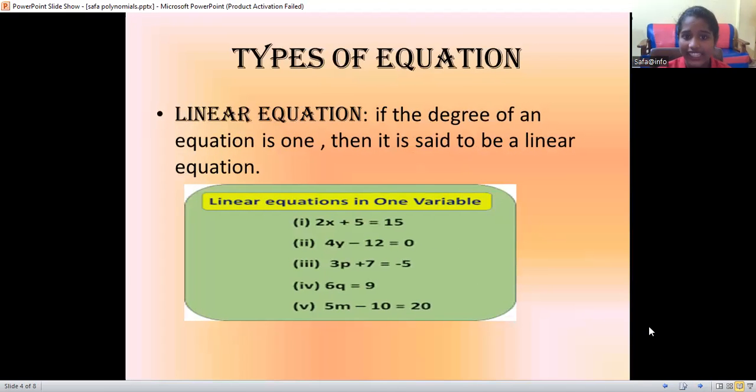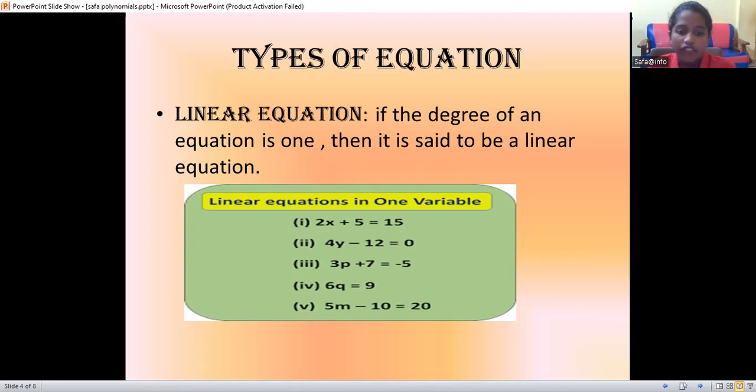Types of equation. Linear equation. In the name linear, one. We discussed in our previous class about linear polynomial. If the degree of a polynomial is 1, then it is called a linear polynomial. Now here it is given a twist, that is linear equation. There is polynomial and here equation. So if the degree of an equation is 1, then it is said to be a linear equation. In the equation, if the degree is 1, then it is called a linear equation.